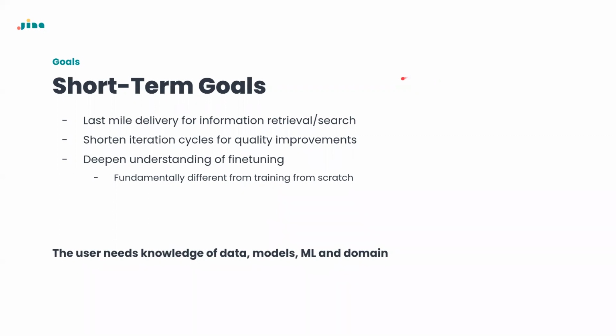Because fine-tuning is quite different from training from scratch. You need less data. Ideally, you need just several hundred data points, and then with augmentation techniques, you don't need to do much more. And you don't want to train for hours or days. Ideally, you want to train for 5 minutes, and then you get a new model which has improved qualities.